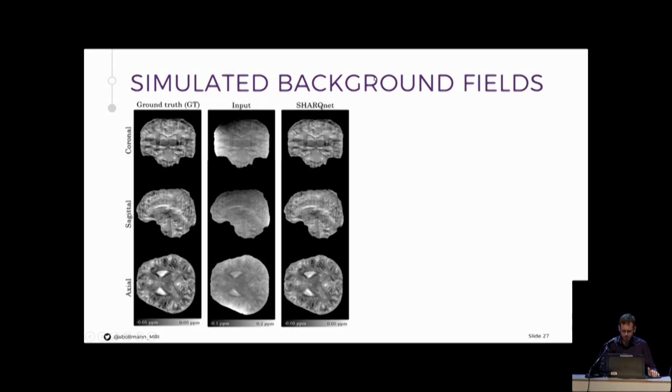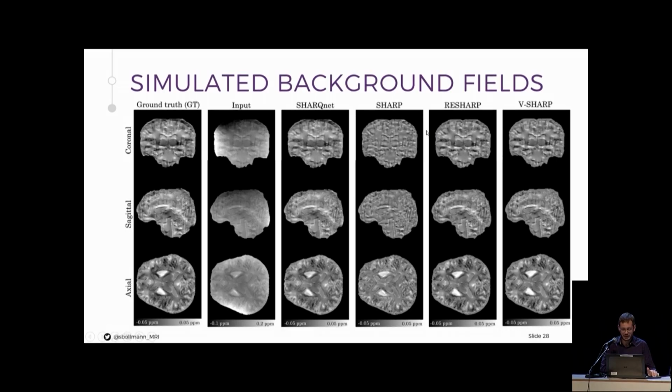And this is SharkNet, so this is the output of the network. When we compare this to the ground truth, we see we are quite close. We managed to remove this low frequency background field. And when we compare to established methods, so SHARP, RESHARP, and VSHARP are all established methods, we see, for example, SHARP filters the image quite a lot.